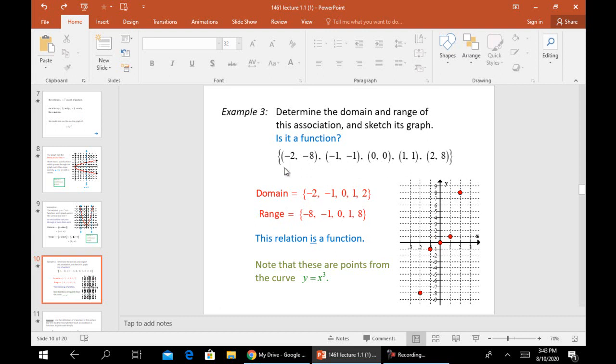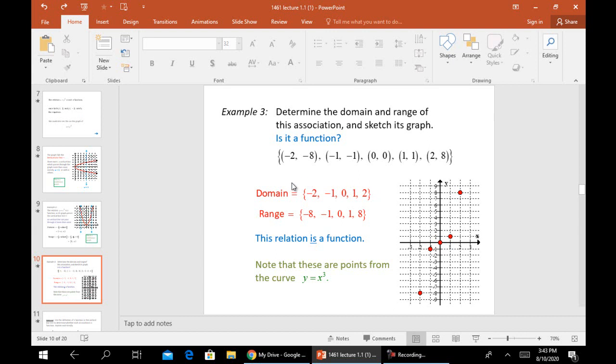So this is indeed a function because none of the first coordinates appear twice, and if we plot these points, we can plot them in the xy plane. So we plot the domain elements, or the first coordinates, along the x-axis. We plot the second coordinates along the y-axis.